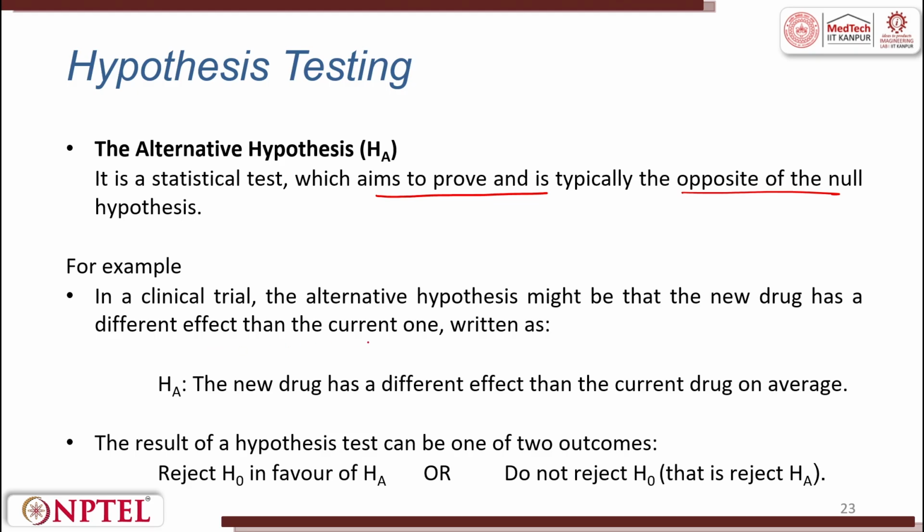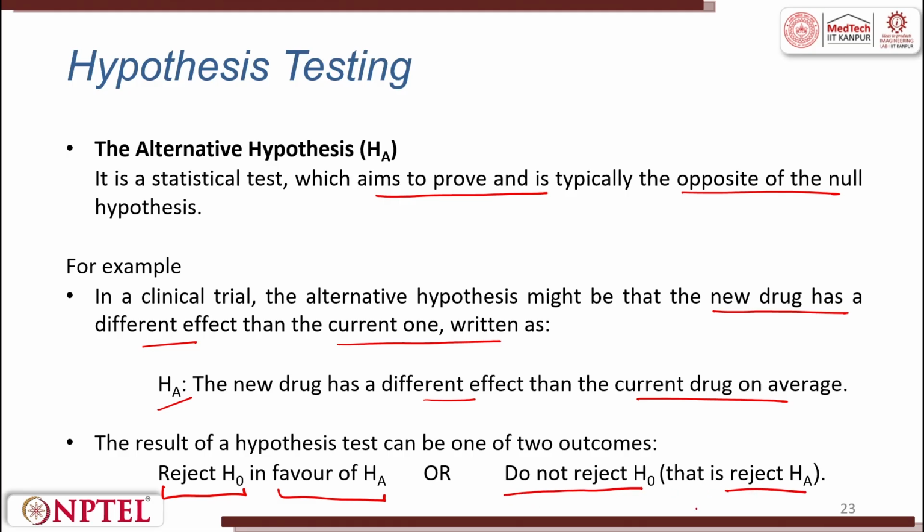For example, in a clinical trial, the alternative hypothesis might be that the new drug has a different effect than the current one, which is written as HA, that is alternative hypothesis. The new drug has a different effect than the current drug on average. The result of a hypothesis test can be one of these two outcomes. Number 1, reject H naught in favor of HA, or do not reject H naught, that is we reject HA.